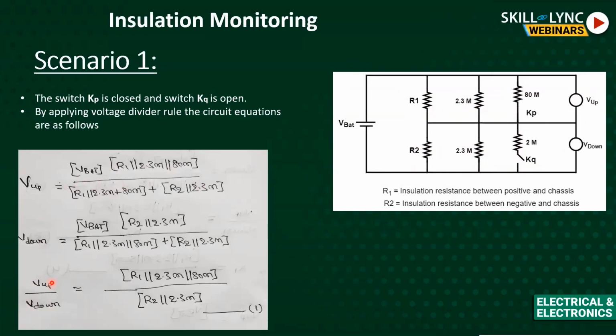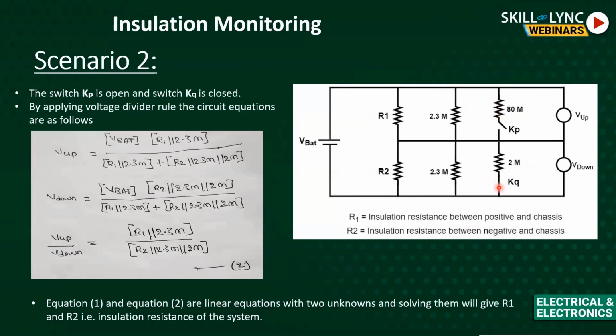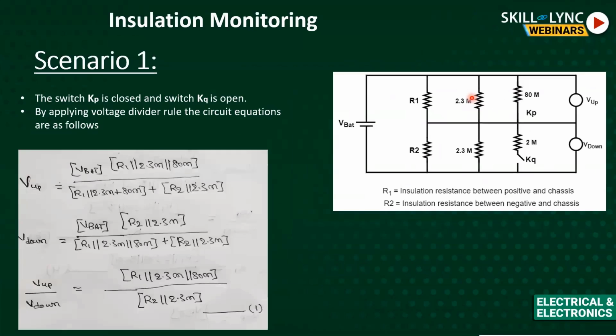Similarly, next I will open KP and close KQ. So here I will get one more equation. My basic purpose is finding R1 and R2, which are the insulation between positive and chassis and negative and chassis. So I am doing different permutations and combinations using these switches, so that I will get two algebraic equations. If I solve these two algebraic equations, I know V battery, I know V up and V down, which I am measuring through electronic measurement. I want to make two algebraic equations, so I will get R1 and R2.